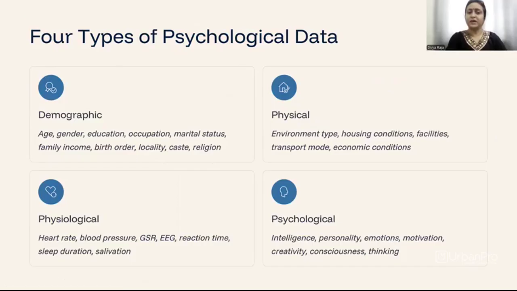So there are different types of psychological data. We have to collect demographic information like age, gender, education, occupation, and so on. We have to collect physical data, the type of environment the person lives in, their housing conditions, facilities, what kind of transport they use, what kind of economic conditions they're living in, and so on. And because our behavior is influenced by whatever is happening internally in our body, we need physiological data and psychological data as well, related to intelligence, the personality type, and so on.